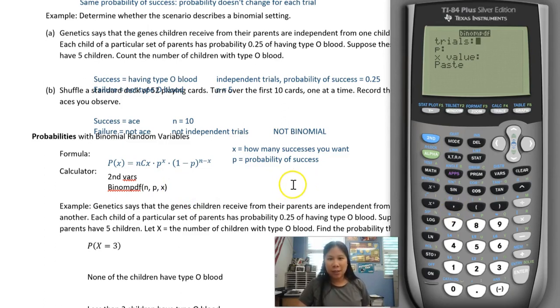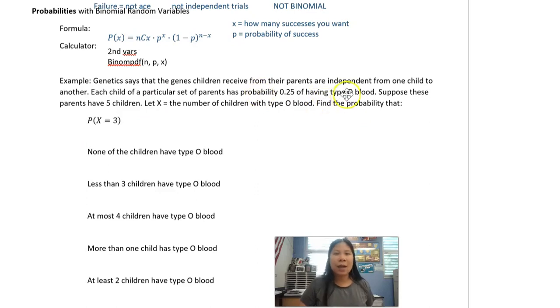So let's do some examples so we can see how to use this. So we're back at the type O blood example. We've got a probability of success of 0.25. These parents have 5 children, so we know N is going to be 5. Let X be the number of children with type O blood. Find the probability that X equals 3. So here in the problem, we're saying we're going to use 3 as our X variable.